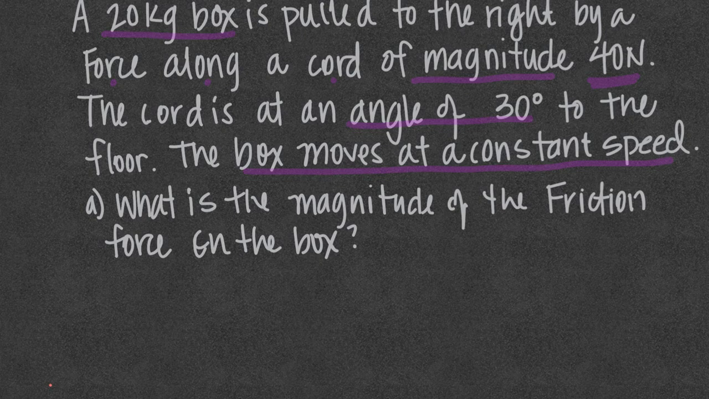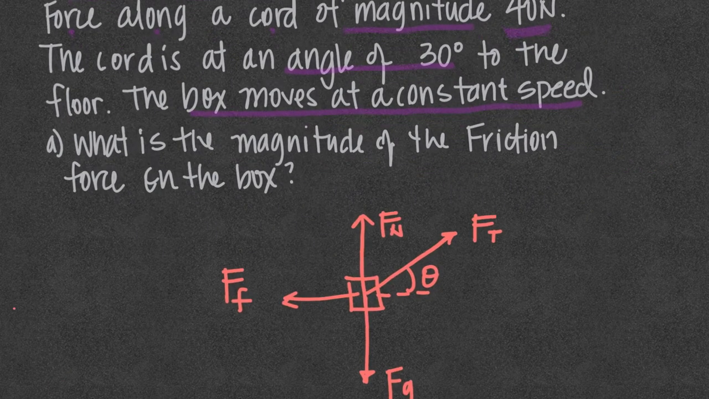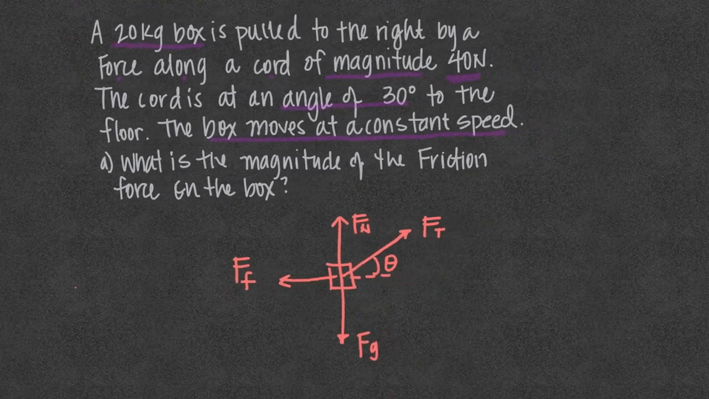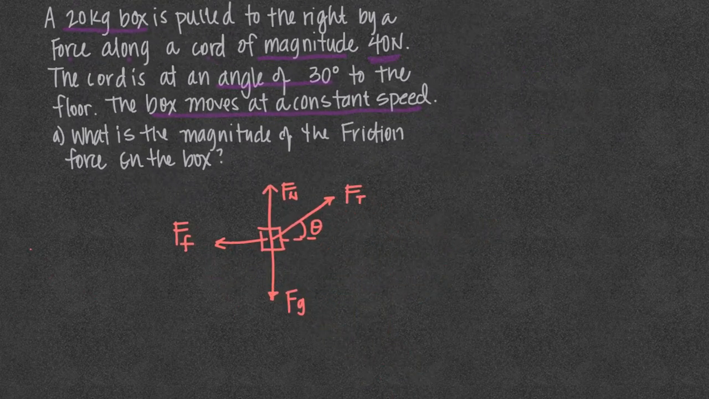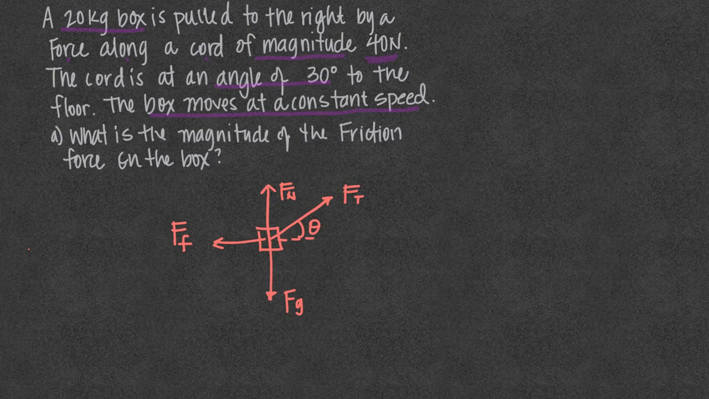So now I can look at the question, which is, what is the magnitude of the friction force on the box? So the first thing I need to do is draw a free body diagram. I'll have the weight force straight down, the normal force straight up. The tension force will be up and to the right, and the friction force will be straight backward. So now that I have drawn my free body diagram, I can sum the forces. The net force in the x direction will be 0.